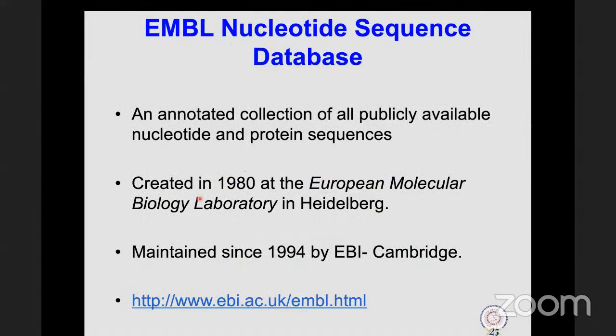EMBL is the European Molecular Biology Laboratory in Heidelberg. It was created in 1980, and now it is maintained by the EBI in Cambridge. It also contains the same datasets that NCBI contains, along with some new tools like MEME and other tools which are not available anywhere else. So these databases are not just offering you data access, but also several software tools to analyze your data.